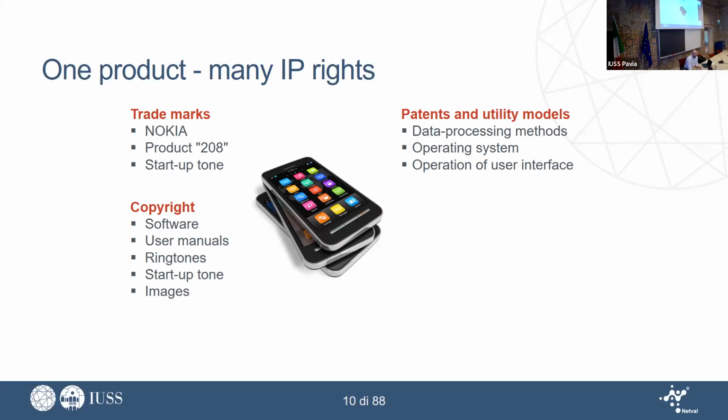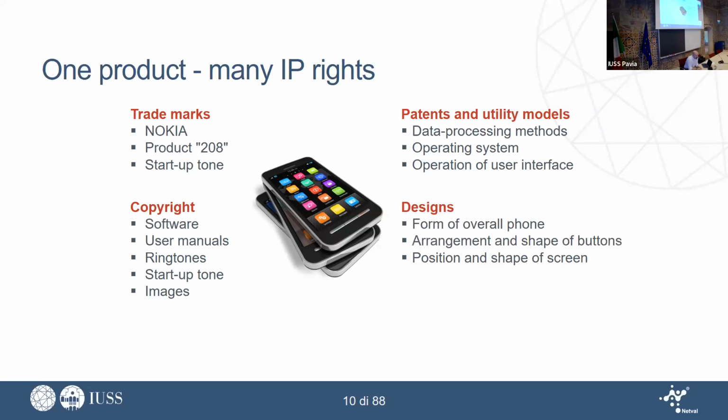We can protect the same product using patents and utility models for data processing methods, the operating system, and the user interface. Also the design, the form of the overall phone, the shape, the button. The first iPhone protected the shape and the button, the central button, and also the position and the shape of the screen. Last but not least, the trade secrets. You can protect some technical know-how.